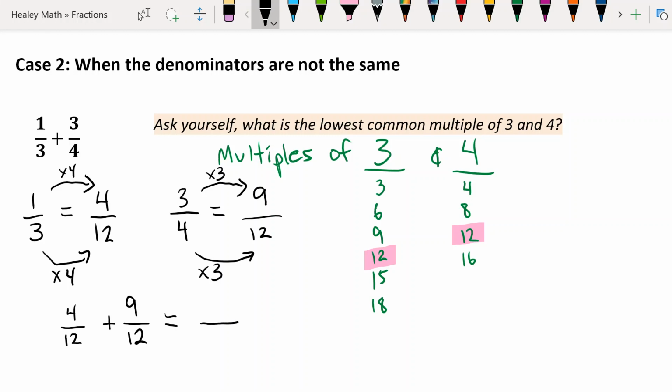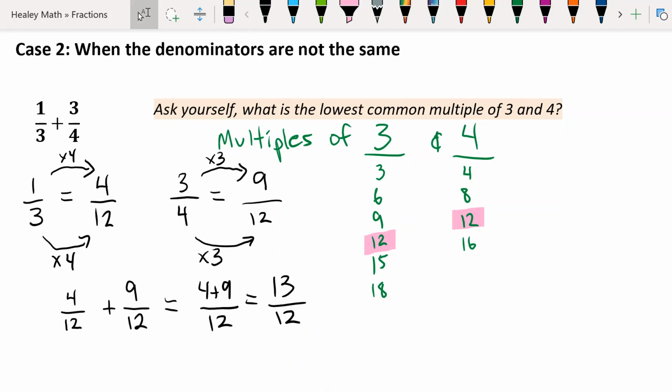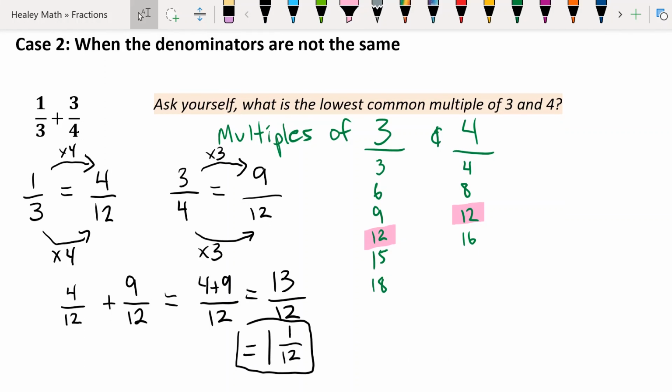Our bottoms are the same. We add 4 plus 9. And we get 13 over 12. The question asked us, please convert this to a mixed fraction. Well, as we did in the last case, we ask ourselves, how many times does 12 go into 13? The answer is once. And 12 times 1 is 12. So 13 subtract 12 will give us 1 remaining out of 12. And there's our answer.